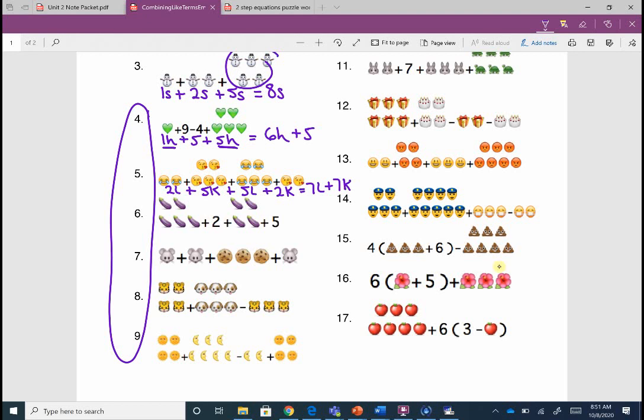In number 6, you have 5 eggplants, 7, 8, 9, 10. 4 eggplants. So we have 9 total eggplants and then just 7 of the plain numbers.